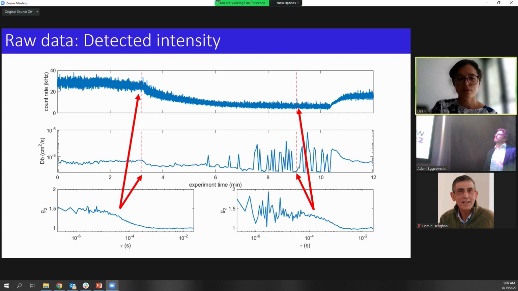It's also reflected in our G2 curve. The G2 curve, when the count rate was high, is obviously a lot cleaner and smoother than the G2 curve that was measured when the count rate was very low. So it's also good to keep an eye on your detected intensity levels.